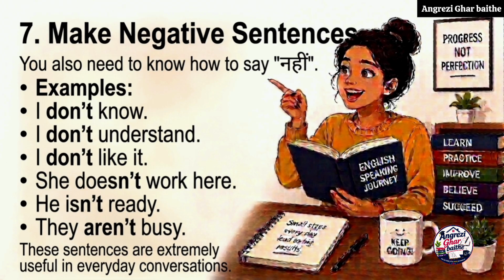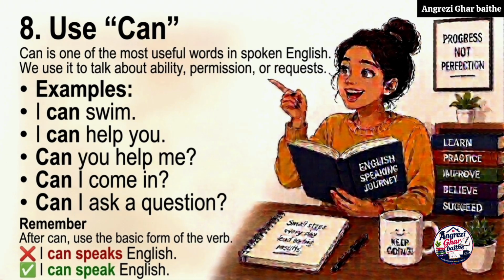7. Make negative sentences. You also need to know how to say no. Examples: I don't know. I don't understand. I don't like it. She doesn't work here. He isn't ready. They aren't busy. These sentences are extremely useful in everyday conversations.